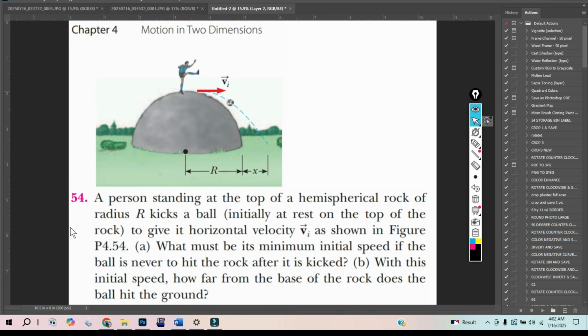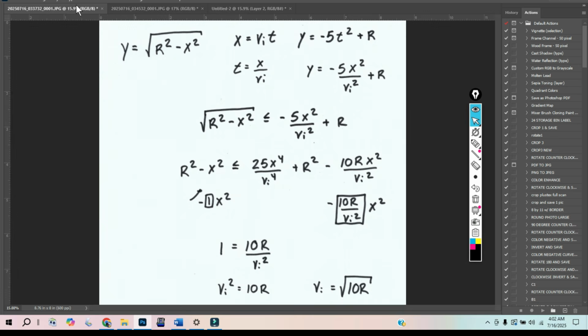And we have a soccer person kicking a soccer ball from the top of a rock. This is a half of a dome. It's a hemisphere. Sweet. And we want to know what the initial velocity has to be so the soccer ball doesn't bounce down the dome. Okay, hell yes. And then once we find that initial velocity, we need to find the distance from this point that the soccer ball hits. And hell yeah, let's do it.